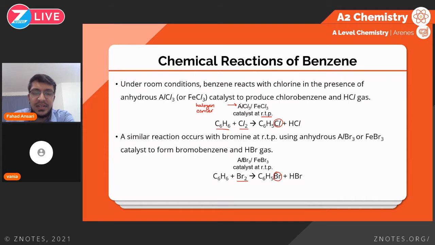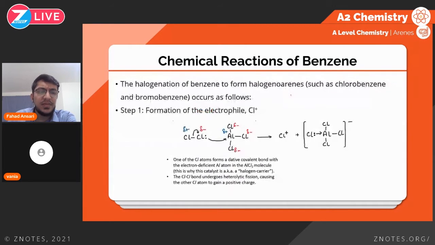And the halogen carrier is either AlCl3 or FeCl3, that's iron(III) chloride, in the case of adding chlorine. If you're adding bromine, we're going to have AlBr3 or FeBr3, either of those, okay? Right, now how this works is, the first step in this mechanism of electrophilic substitution that we're going to be looking at is first the formation of the electrophile. The electrophile in this case is going to be Cl+, right? I might be thinking that we've only come across Cl- before, but Cl+ is also possible.